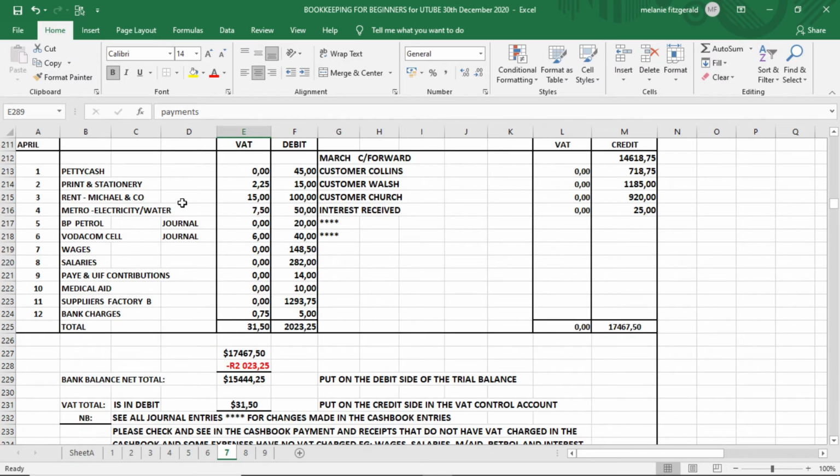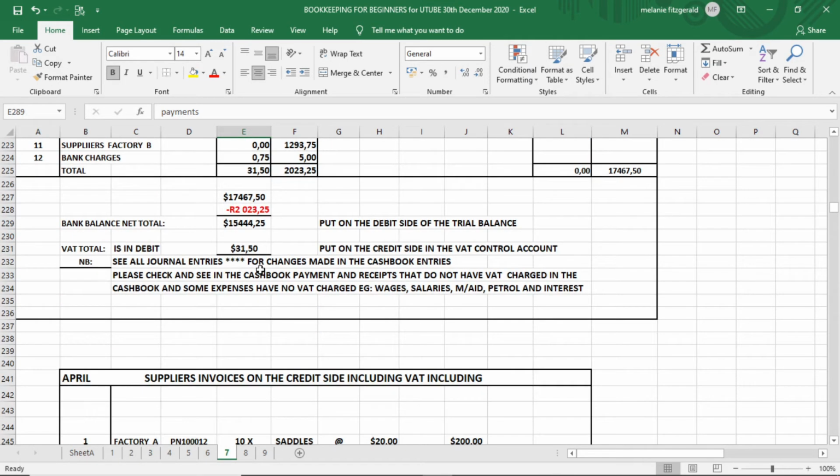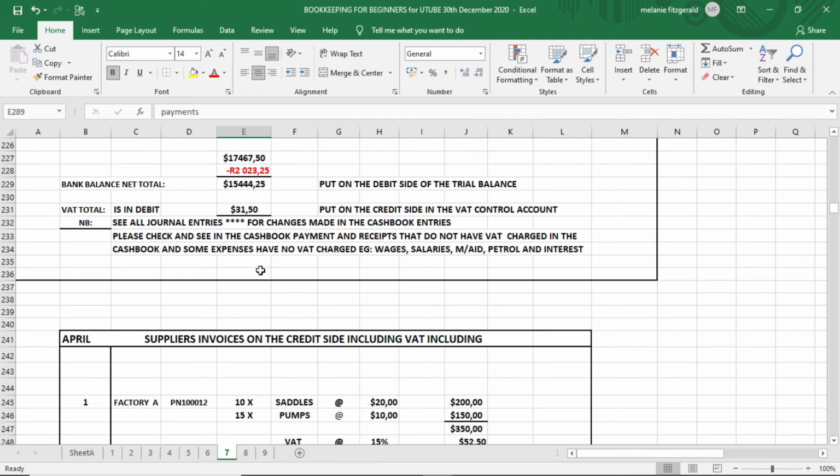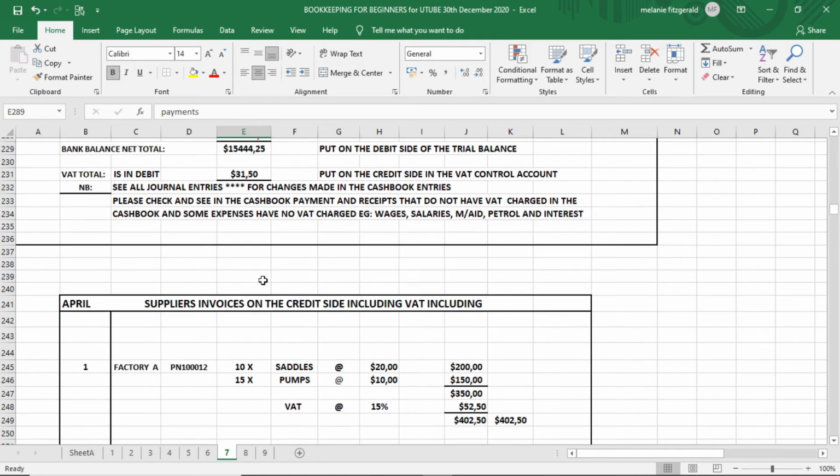So basically what it says is some items are VATable and some are not. Like, we don't charge VAT on salaries, because they earn a tax. They pay tax. So there's no VAT on that. All right, just so that you can understand, it is a beginner's course, so we're just going through it slowly with you.